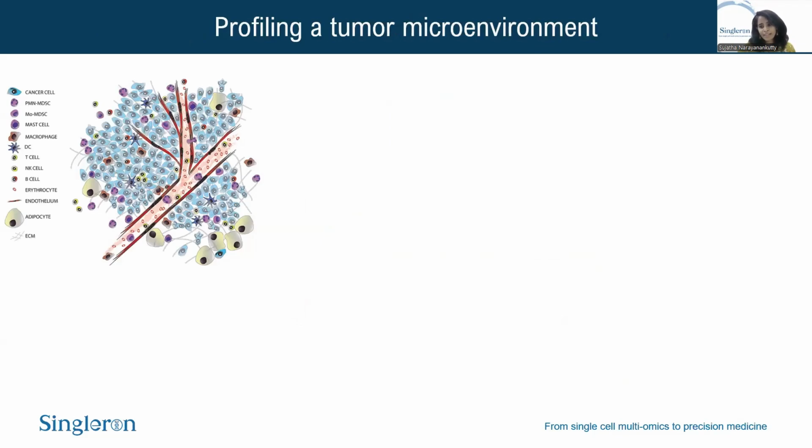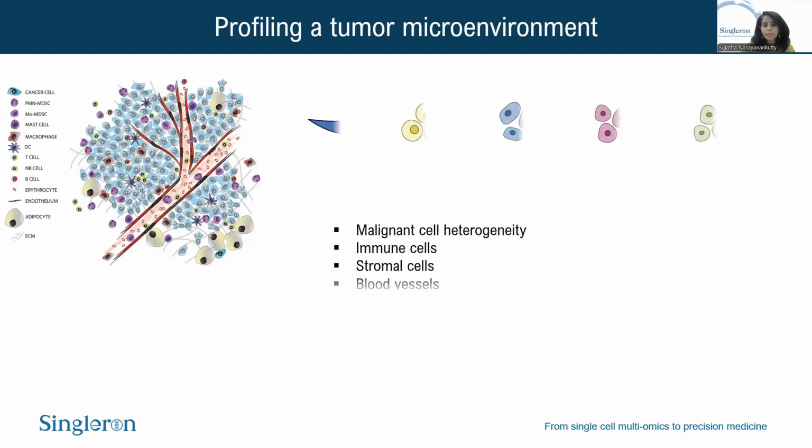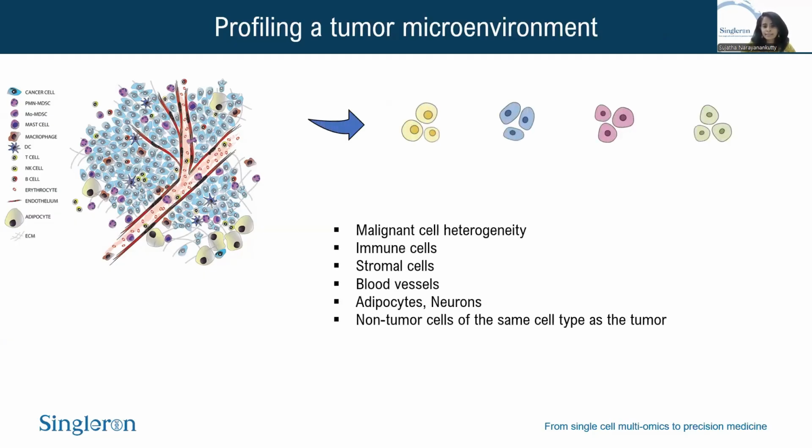So moving from that example to an actual biological sample, if you look at, say, a tumor, which we know has various different cell types. You have the malignant cell type in the tumor. You'll have immune cells, stromal cells, blood vessels within the tumor, fat cells, neurons, and non-tumorous cells of the same cell type. All of this forms the tumor microenvironment.